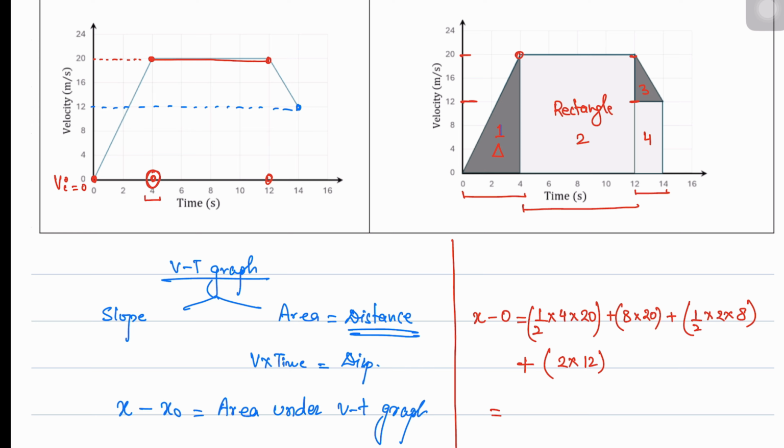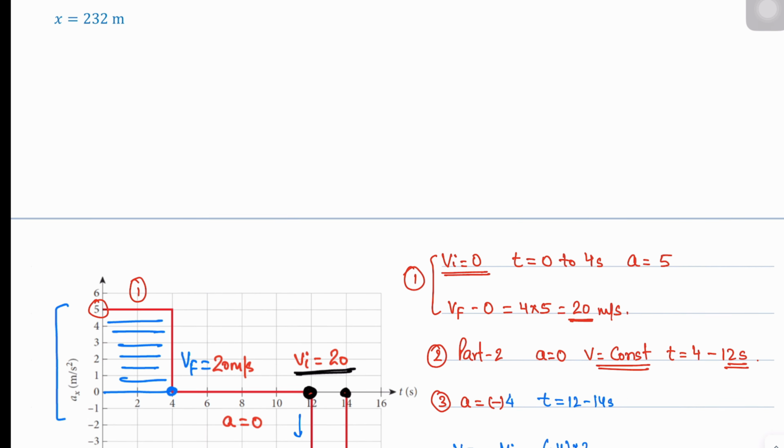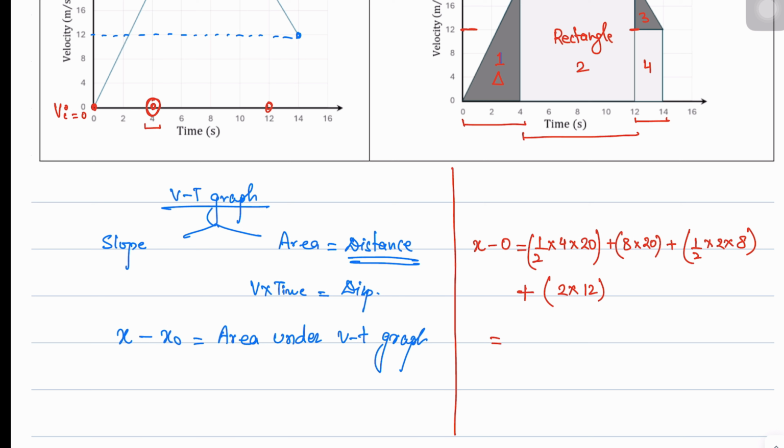Okay. Can you solve this? Once we solve this, we will get 232 meter. Clear, guys? Fine. Okay. So till here we cover question number 8.